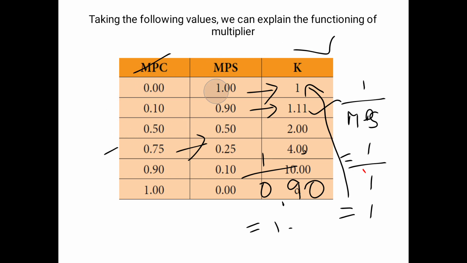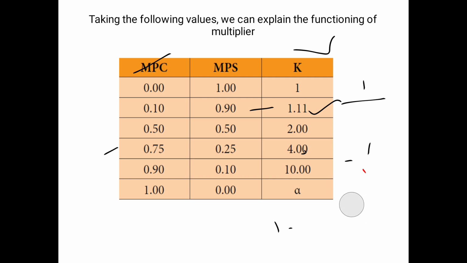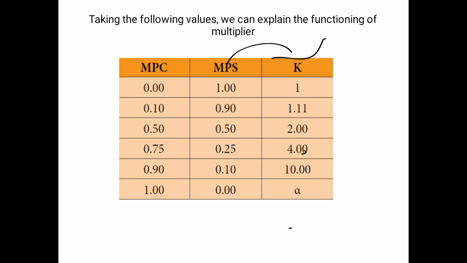But remember the formula. To derive MPS from MPC, you have to do 1 divided by 1 minus MPC. And from MPS to K, what are we supposed to do? 1 divided by MPS. So you will be able to get the answers for it.